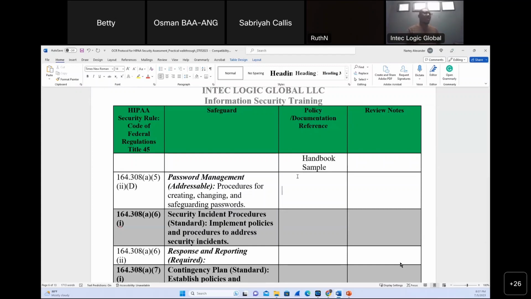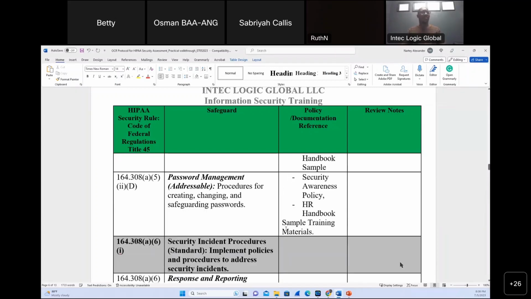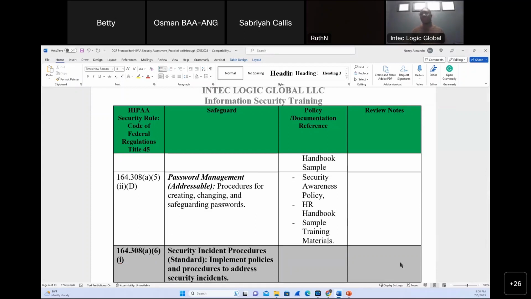Good. Password management, still under the training, right? So what should we do? Where can we find this document? And I think we all agree that it should be the same thing: the training, security awareness policy, HR handbook, training materials, right? That is where they should be able to train the workforce how to manage passwords, right?